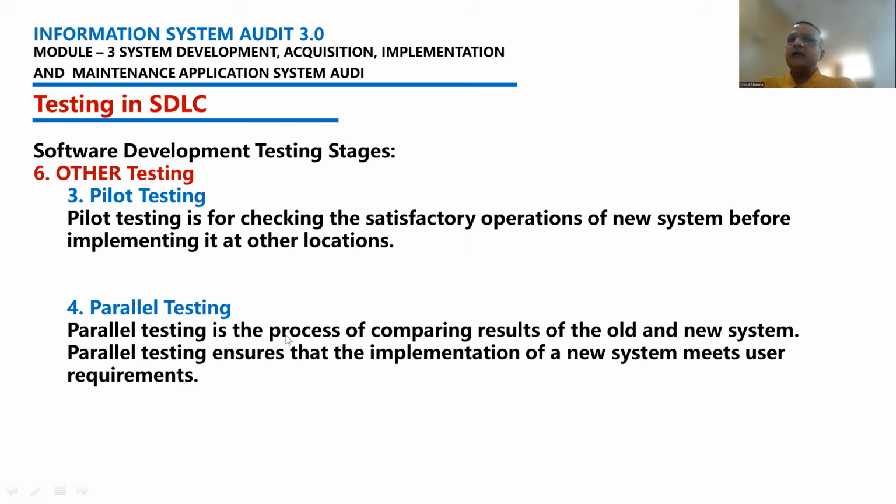Now, parallel testing is the process of comparing results of old and new systems. That's nothing new, we all know that. So parallel testing ensures that the implementation of the new system meets the requirements of the user. That means before the new system was implemented, there was a system.